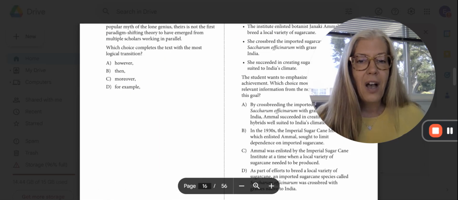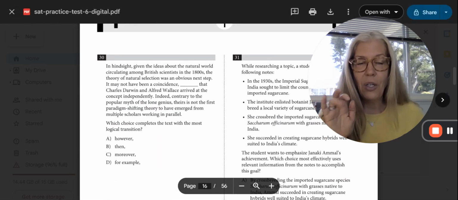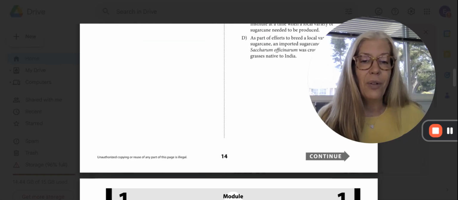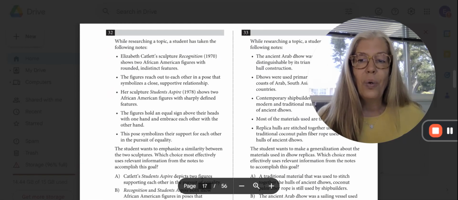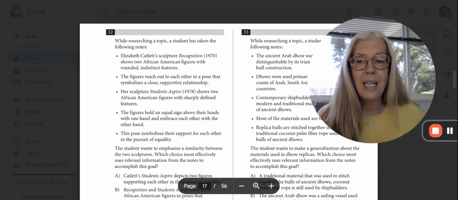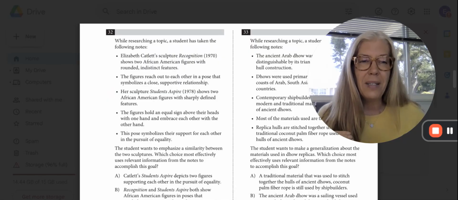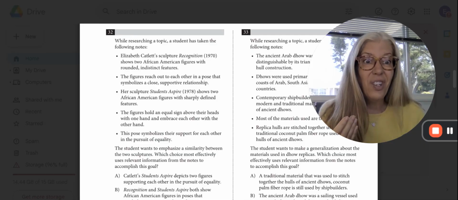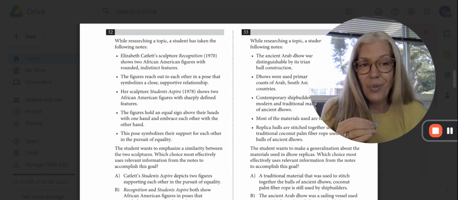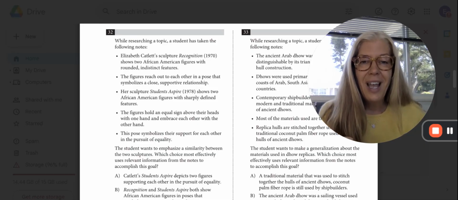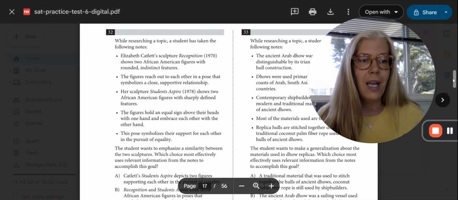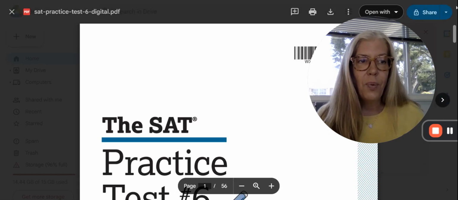And then finally, I told you I'm going to take you through 5 sections. The very last of these bullets is like when researching a topic, a student has taken the following notes. And I'm going to show you a quick and easy way to get through this. I really like it because they're telling you exactly what the answer is. You're at the end of this module, so you're probably feeling a little tired and may overlook how specific they are in telling you what you need to know. So that's what we're going to get through today.